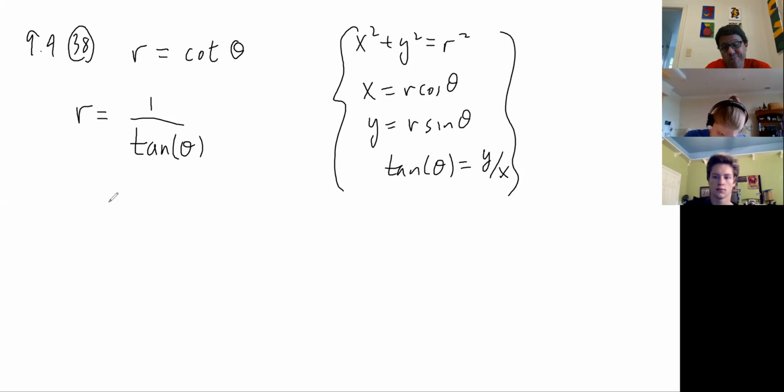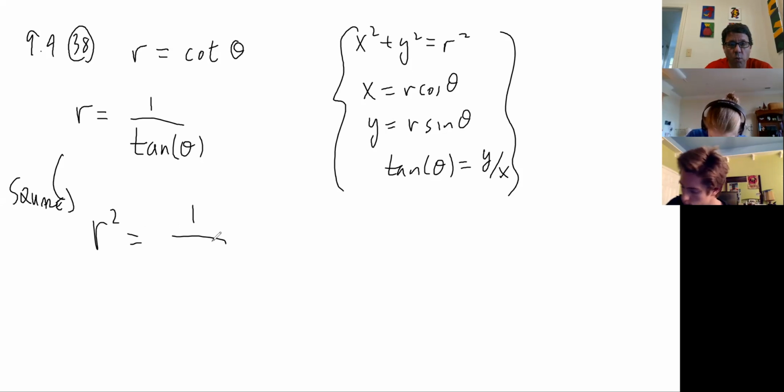So there's probably a couple answers to this. I don't really like having r by itself. So what I could do is multiply both sides by r, although that's not going to really help me because I'm going to have r squared, which is nice, but then I'll have an r over here. And that's not so nice. So maybe I could just square both sides. And this will become r squared, and this will be 1 over tangent squared.